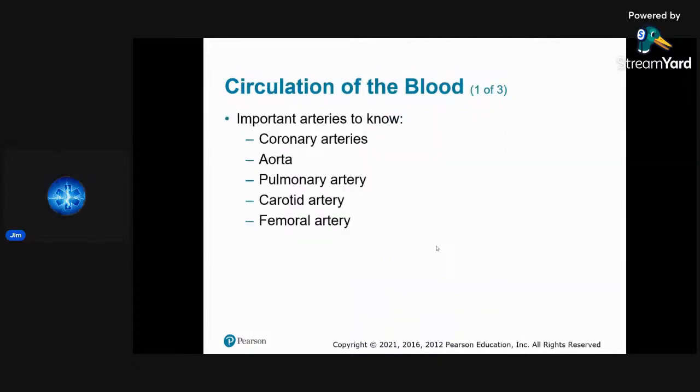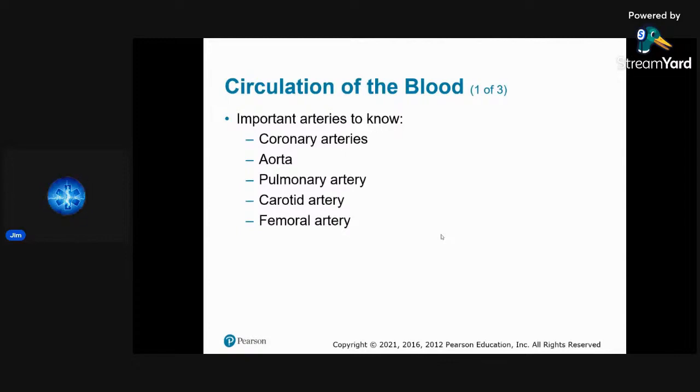Important arteries to remember, the coronary arteries. These are the arteries on the heart that feed the heart muscle itself. You would think that the heart just absorbs nutrients and oxygen from the blood in the left ventricle, but that's not true. It has its own blood supply through the coronary arteries. The aorta is the largest artery in your body, coming right off your heart. The pulmonary artery we talked about earlier carries deoxygenated blood from the heart to the lungs.